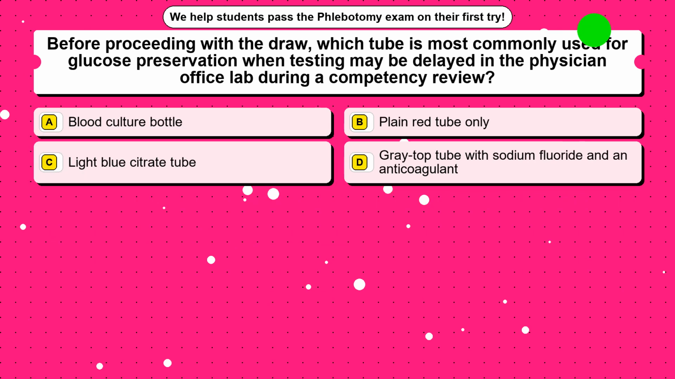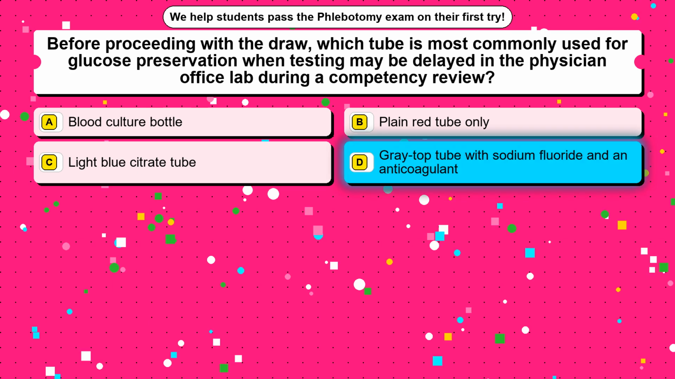Question 5. Before proceeding with the draw, which tube is most commonly used for glucose preservation when testing may be delayed in the physician office lab during a competency review? Option A, blood culture bottle. Option B, plain red tube only. Option C, light blue citrate tube. Option D, gray top tube with sodium fluoride and an anticoagulant.